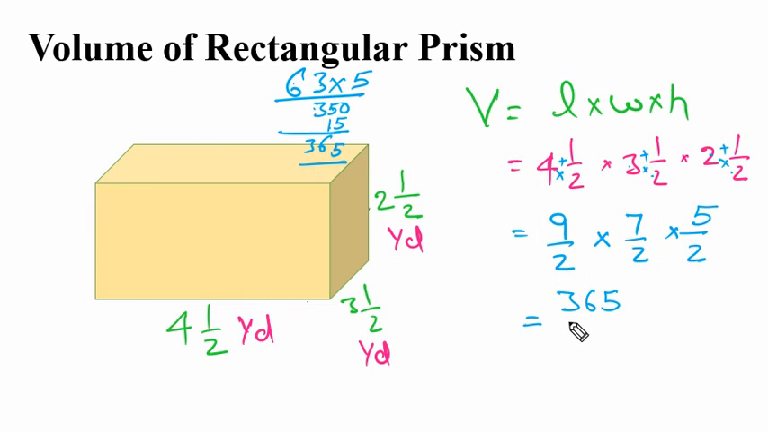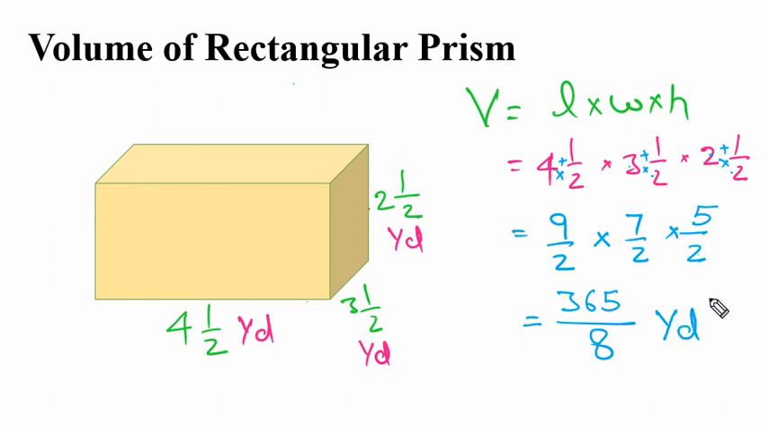I'm sure you must have studied all this, so that's why I'm not focusing on these kinds of things in this video. But if you don't know all this, make sure you practice. Now the next thing is, just look at the denominators: 2 multiply 2 multiply 2 will give you 8. So 315 divided by 8, and the unit will be yard to the power 3. That will be your volume.